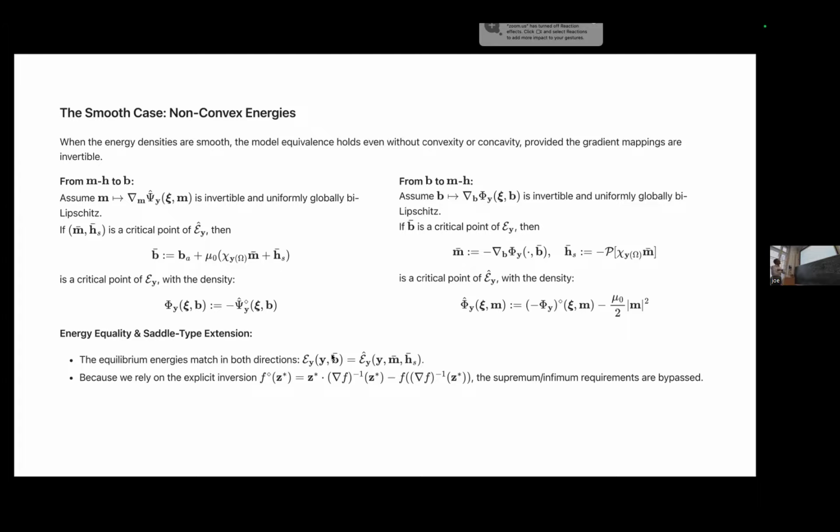And if you do that, you can, in a way, rewrite the two theorems in exactly the same way. The only thing that you require in this case is that the energy has to be smooth, so must be differentiable everywhere. And this is the reason why in these two statements, instead of the subdifferential operator, now I have the gradient.